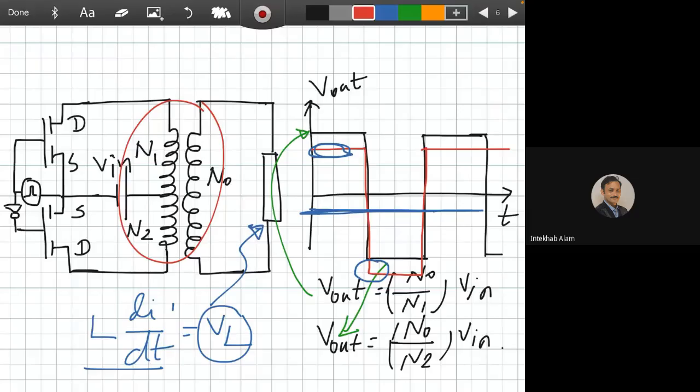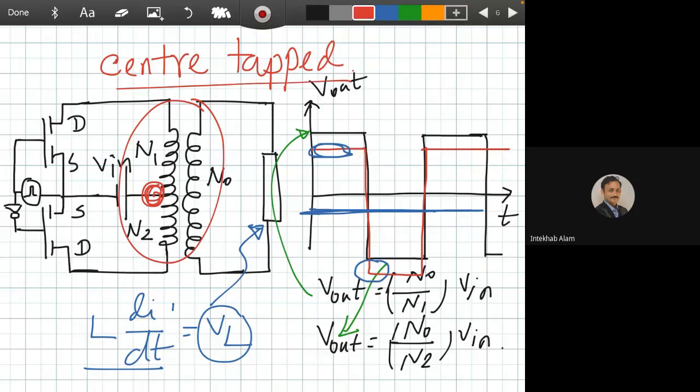This is one of the key points of a push-pull inverter. You have to use a transformer which we call center tapped, because this is called the center point, so the center tapped. I'm using the British spelling.